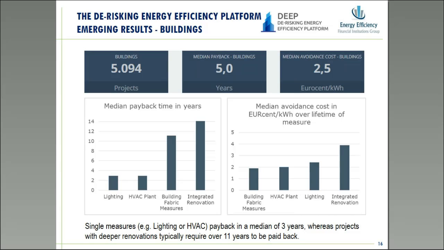It should be noted that the median avoidance cost shown here is without discounting. The DEEP, as I'll show you later, also allows you to introduce discounting. And the moment you introduce discounting, of course, you will see that the building fabric measures gradually move to the right. It becomes relatively more expensive.